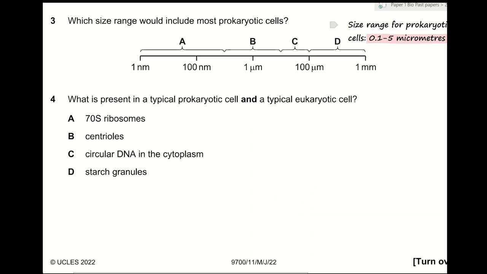Number 3. Which size range would include most prokaryotic cells? Now, I've written here prior that the size range for prokaryotic cells is between 0.1 to 5 micrometers. Therefore, the only correct answer must be B.